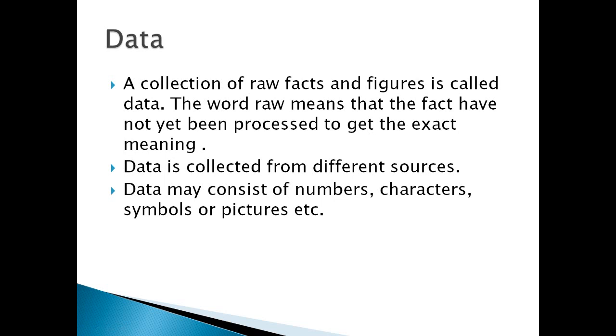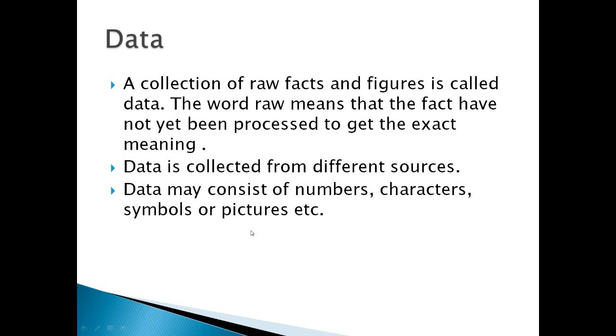For example, if I write a letter A, it will only tell me that it is an alphabetic letter. If I write it with 13, then it becomes numeric data. But if I write before that, house number A13, street number this, then this data has been processed and it is giving me some meaning. Okay, the next point is data is collected from different sources. Data may consist of numbers, characters, symbols, or pictures.